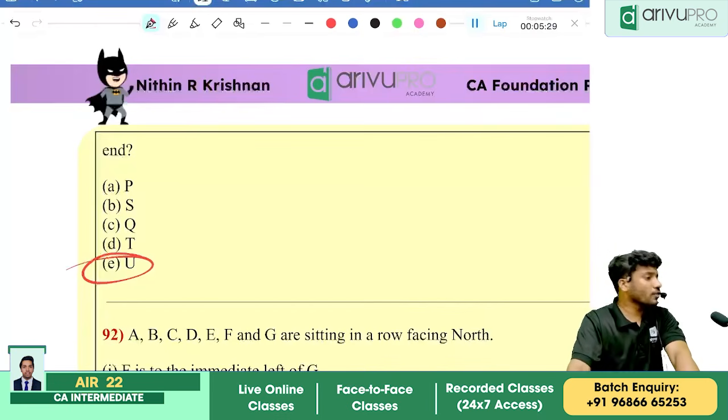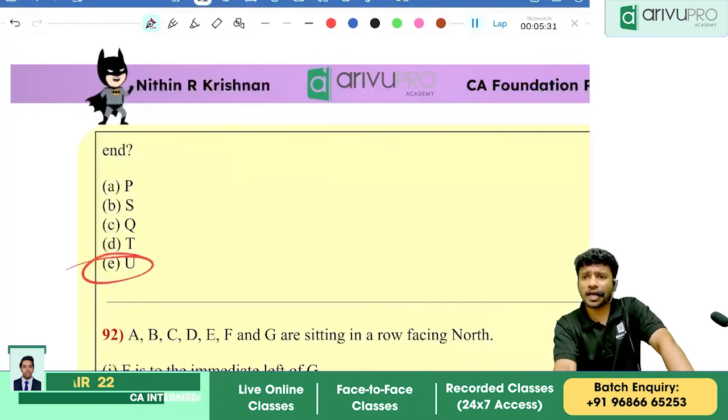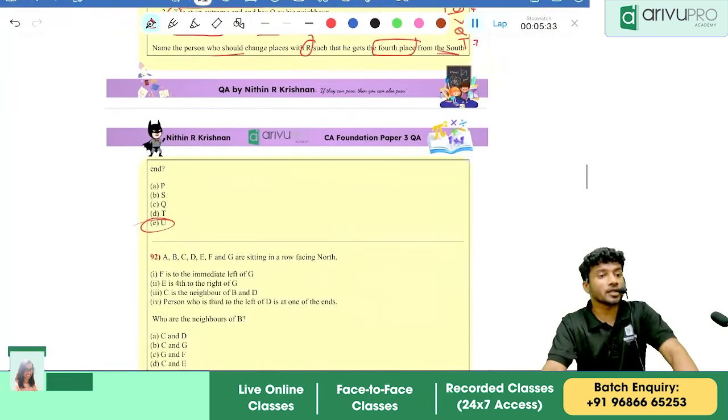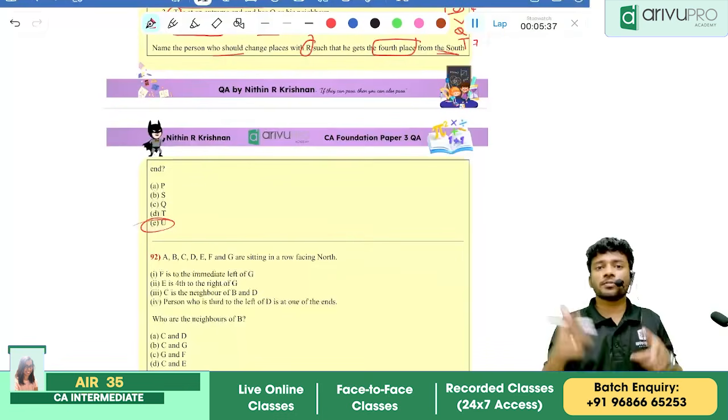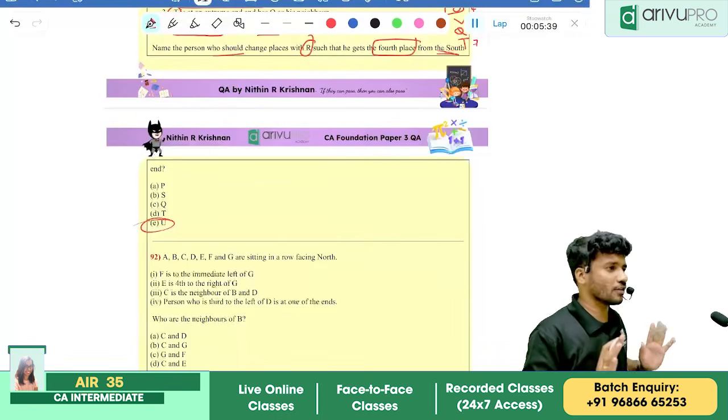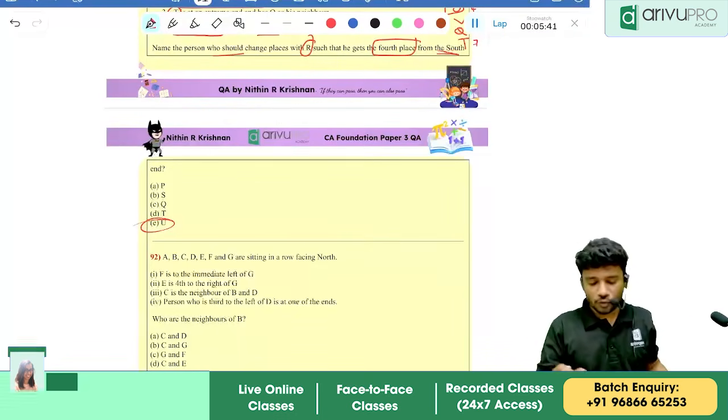This is not a PYQ. It is taken from outside. It is a banking exam question. But very good question. I wanted you to think about west also. That's why I put this question. Usually in examination, there will only be north and south.